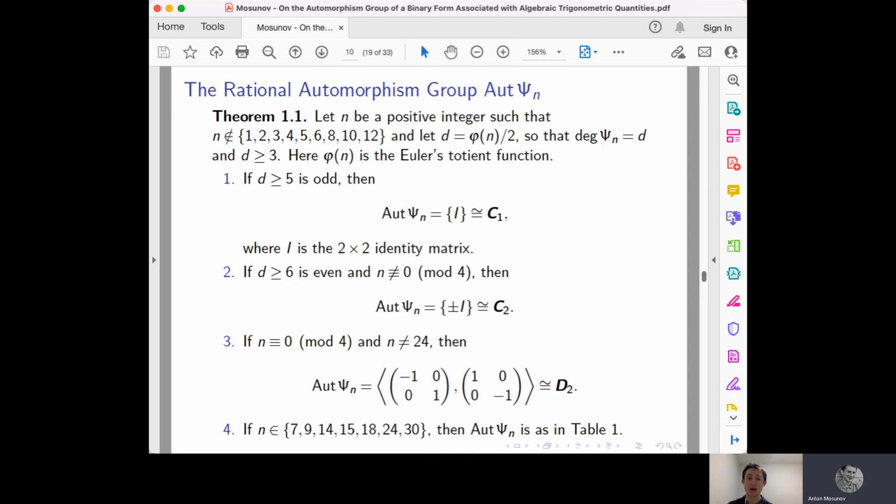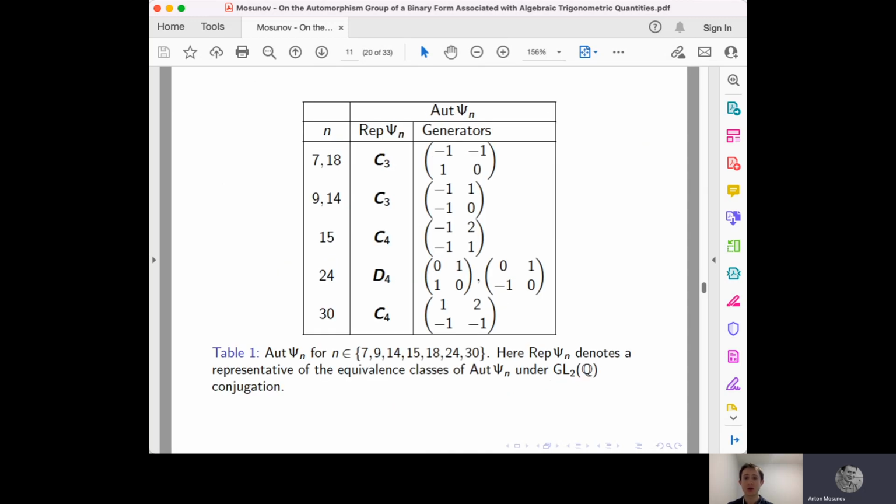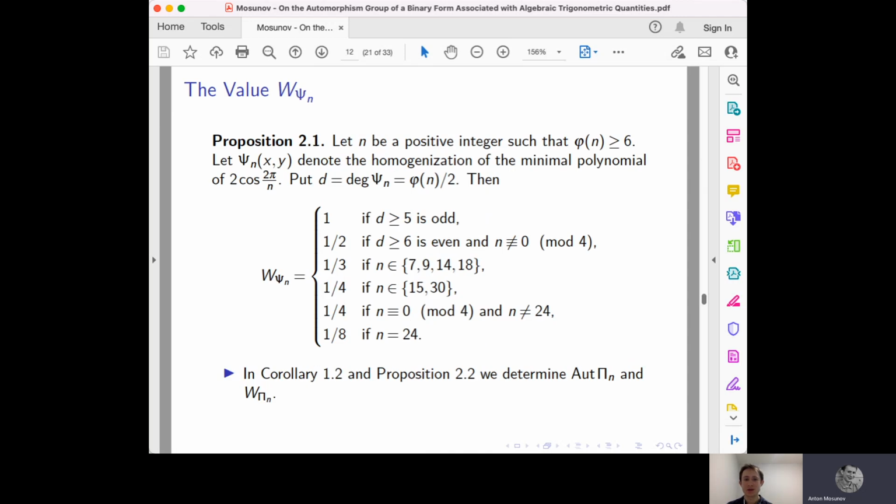Here the cases 1, 2, and 3 should be viewed as basically standard, and non-standard cases are all listed in part 4. So here they are, all listed in this table. There are 7 special binary forms whose automorphism groups are interesting enough, and so we can find an associated quantity W as well. And of course, we establish an analogous result for the minimal polynomial of twice the sine of 2 pi over n. We find the automorphism group of such binary forms as well as the associated quantity W.